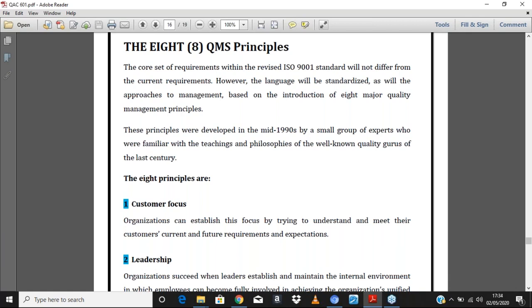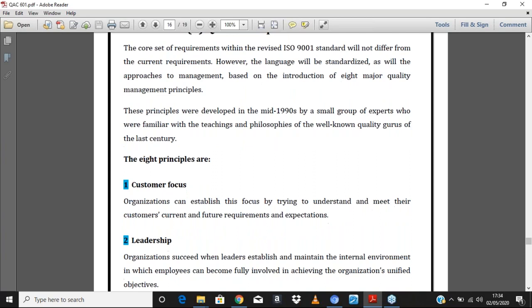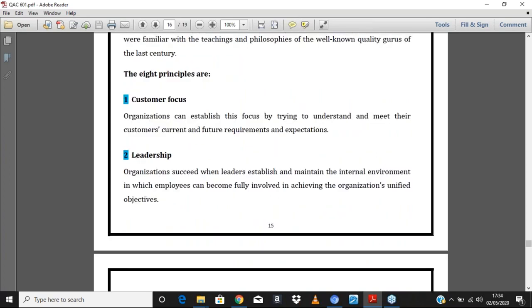Now, the core set of requirements within the revised ISO 9001 standard does not define requirements, just the language. These principles were developed in the mid-1990s by a group of experts who were familiar with the teachings of quality gurus. So let's look at these principles very quickly and skip the stories. First of all, every system or organization that has to achieve good quality must be customer focused. Organizations can establish this focus by trying to understand and meet their customers' current and future requirements.